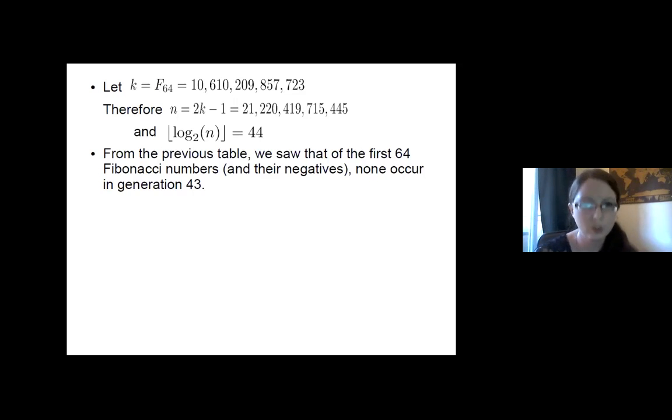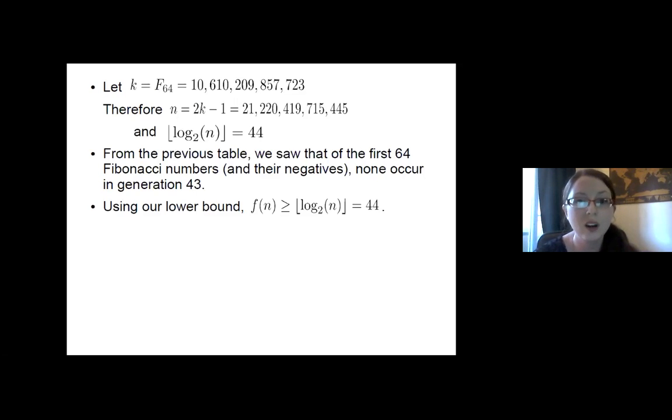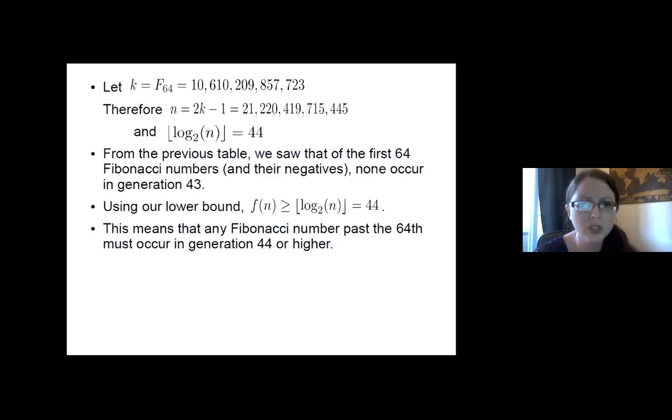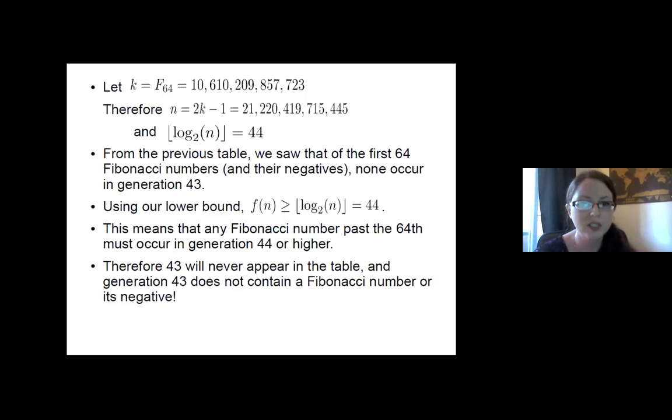So if we go back to the previous table, we saw that of the first 64 Fibonacci numbers and their negatives, none of them occurred in generation 43. But now this lower bound tells us that that generation has to be greater than or equal to 44, right? So really this means for any Fibonacci number past the 64th, it has to occur in generation 44 or higher, which really means that because 43 hadn't appeared anywhere on the table, we've surpassed that lower bound. It's never going to appear if we calculate it further.